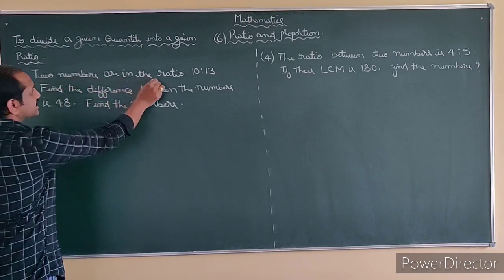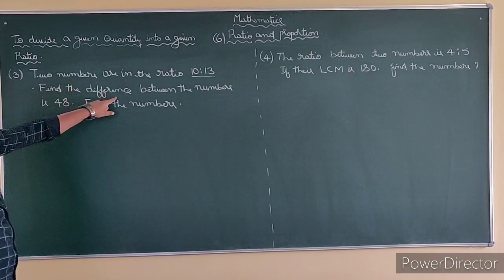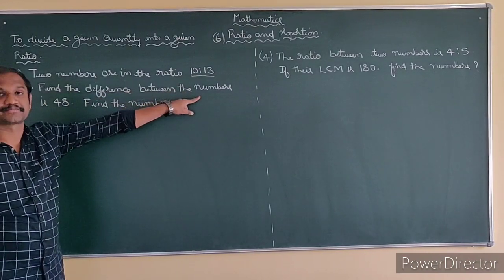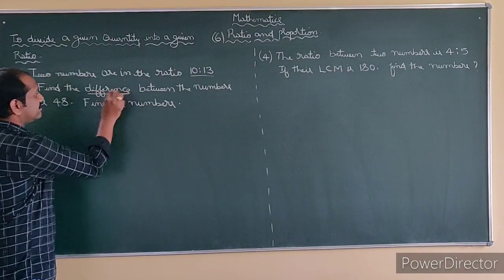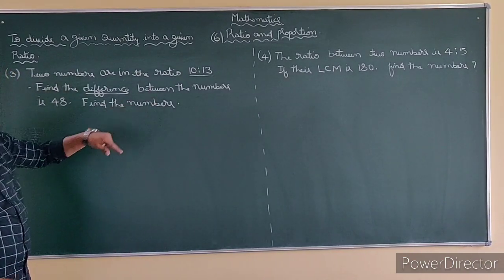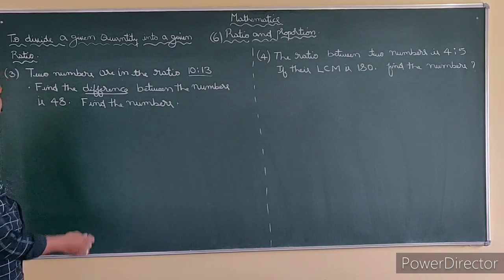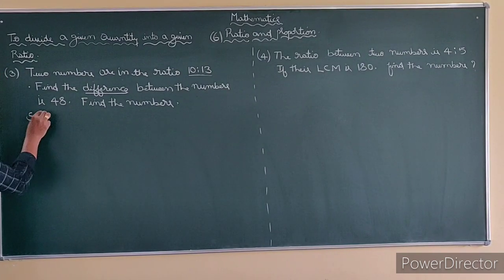Two numbers are in the ratio 10:13. Find the difference between the numbers. We need to find what? Difference. What do you mean by difference? It is subtraction. The difference between the numbers is 48. Find the numbers. So what will we do obviously now?